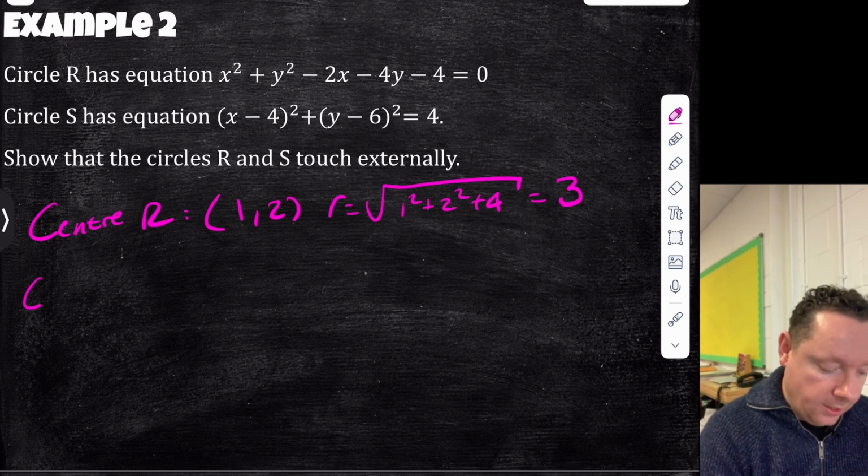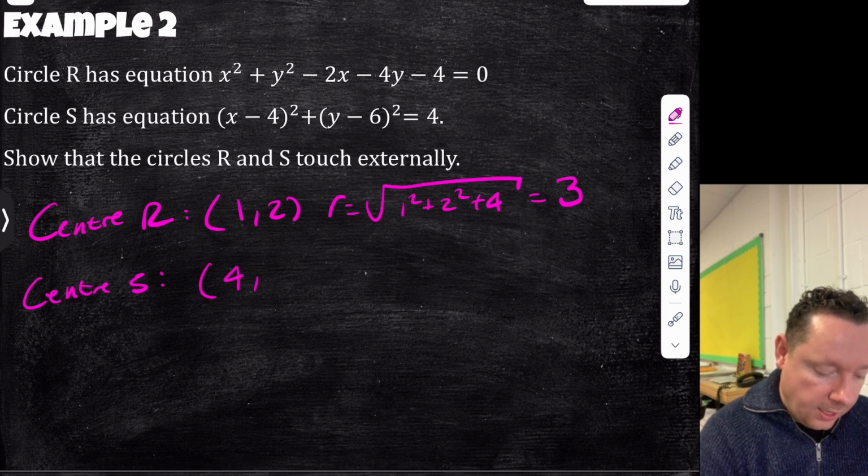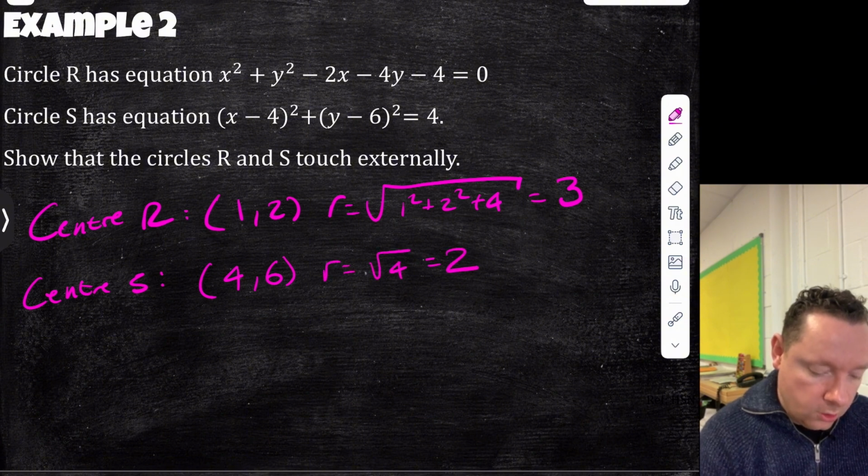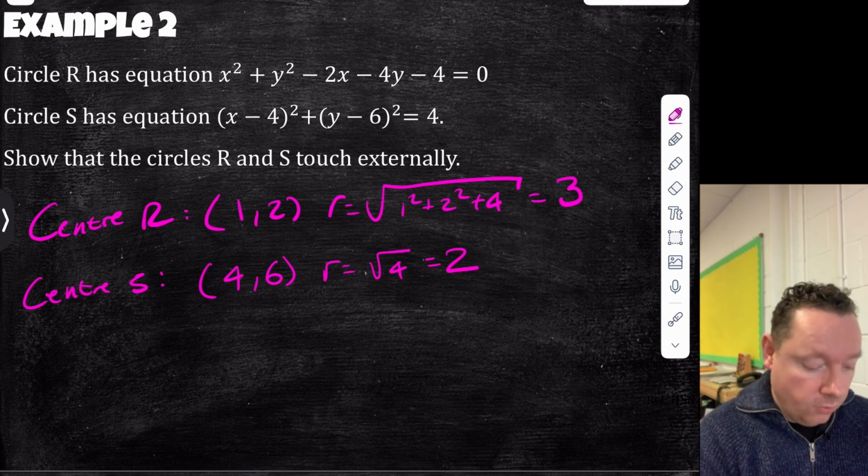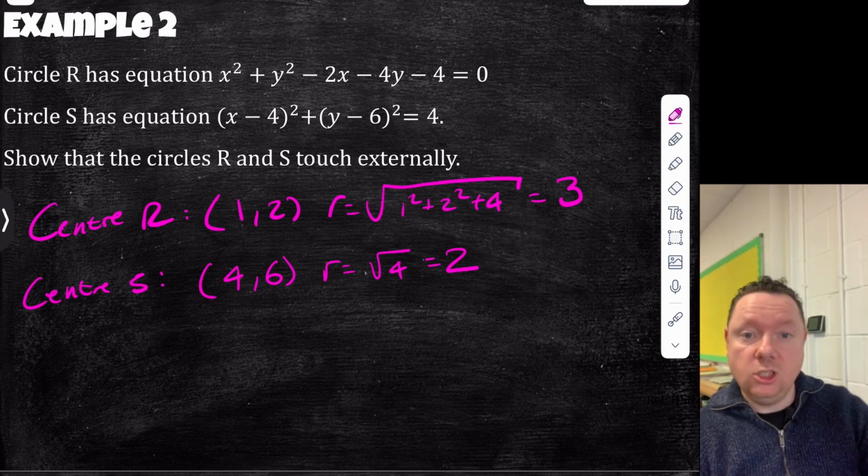Now we look at centre S. The centre of S is simply (4, 6), and the radius is equal to the square root of 4, which is 2. So we've got our two radii, we've got our two centres, so let's check the distance between the centres.